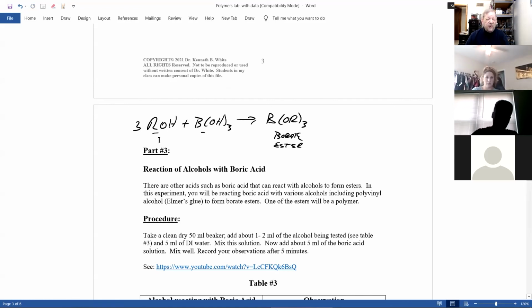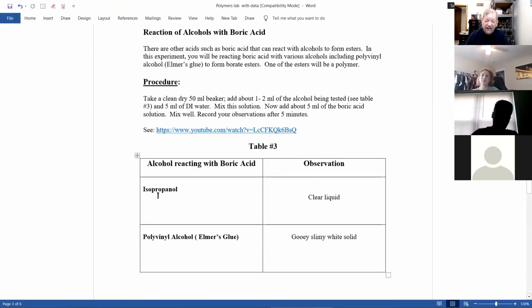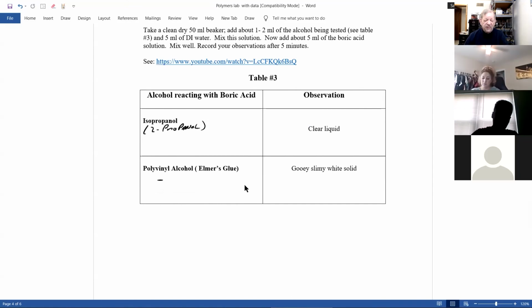But anyways, when you have a polyol, a molecule with a lot of hydroxyl groups, you get a polymer that cross-links really nice, and the borate ester looks like monster slime. And here, you're going to try 2 different alcohols. One is not a polyol, isopropyl alcohol, 2-propanol, and the other is Elmer's glue, polyvinyl alcohol. And Elmer's glue, polyvinyl alcohol, has this structure. And n is on the order of about 1 million.